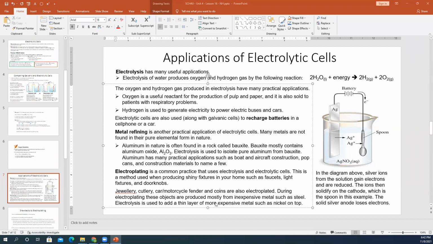So during the process of electroplating, these objects that are made mostly from less expensive metals, such as steel, are then electroplated to apply a thin layer of a more precious metal, such as nickel or gold, on top of it.